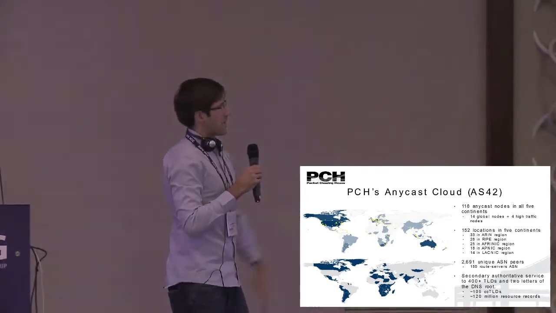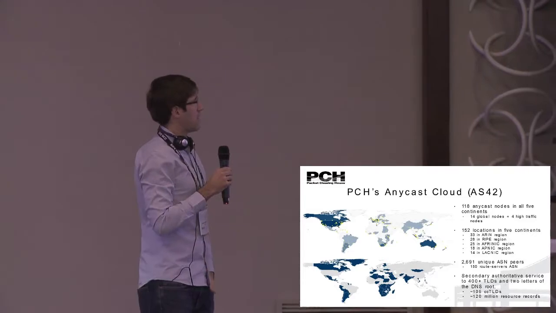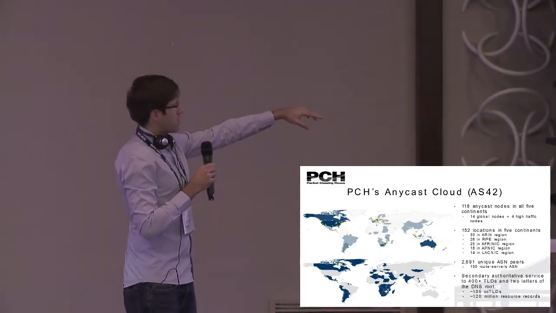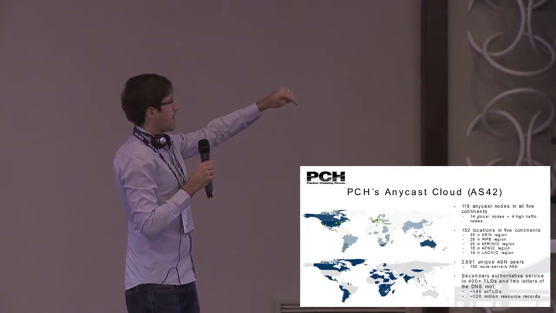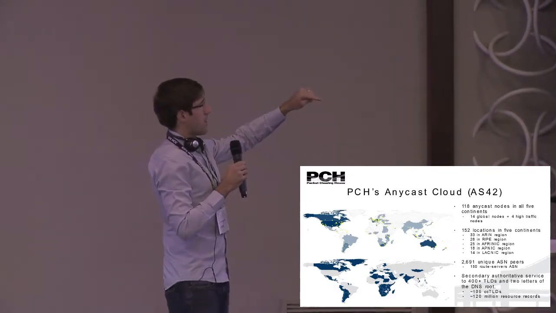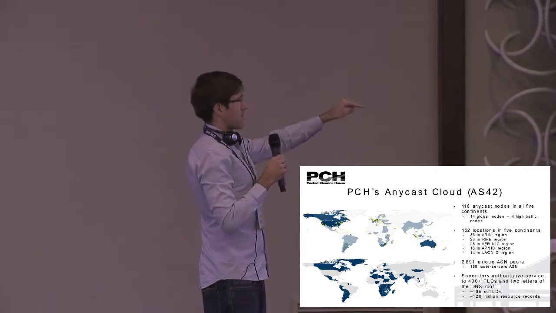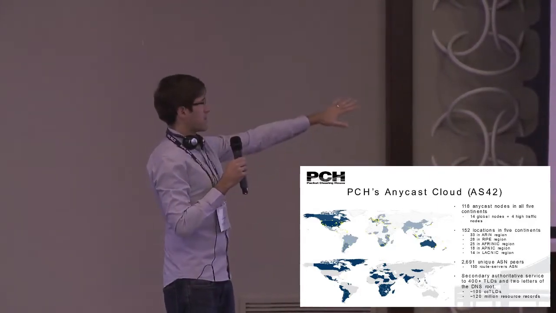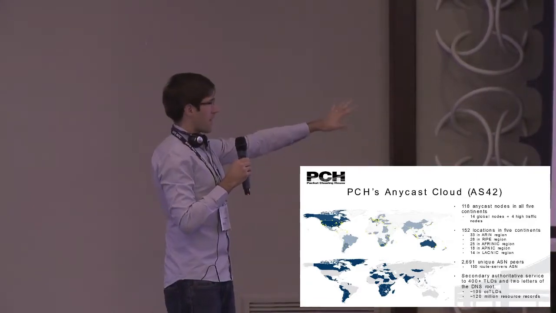These are some of the data of our network. On the bottom, you can see the countries for which we provide secondary authority service. This is only the ccTLDs. This is about 105.